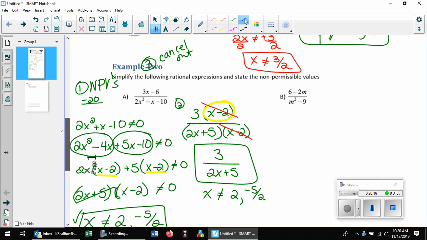So step one is NPV. I can do the NPVs in my head, I can factor this in my head. I'm just showing off today, I'm sorry. So my NPVs, so this is the difference of squares. And I hope that that's leaping off the page at you. So M cannot equal.